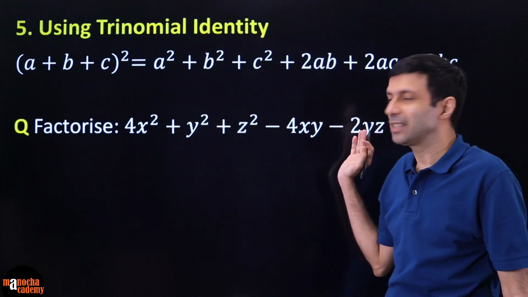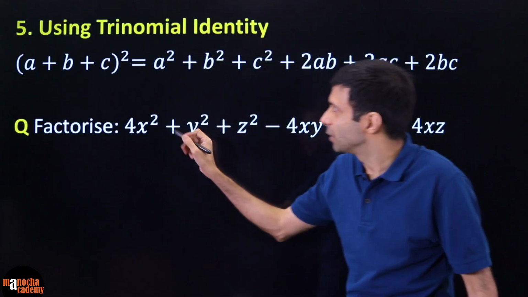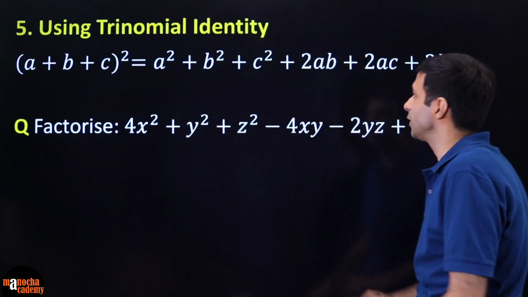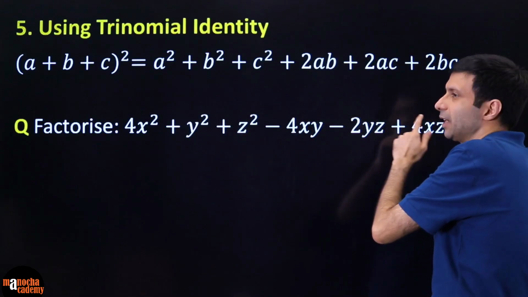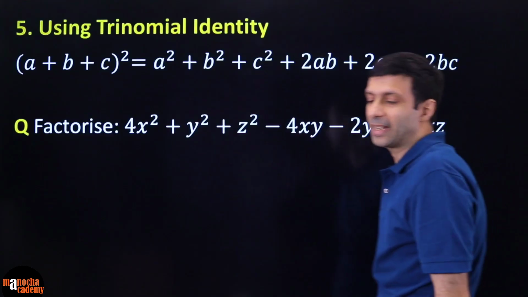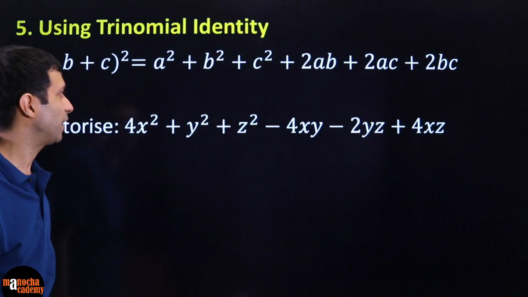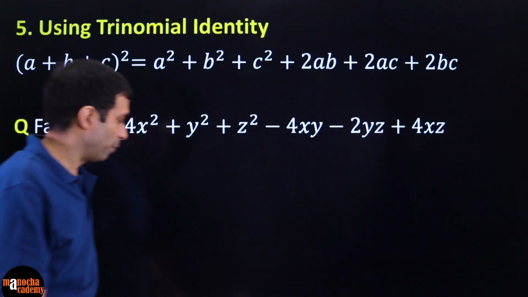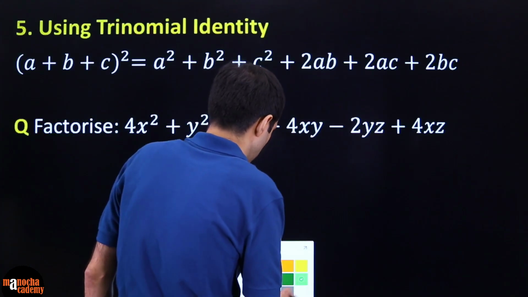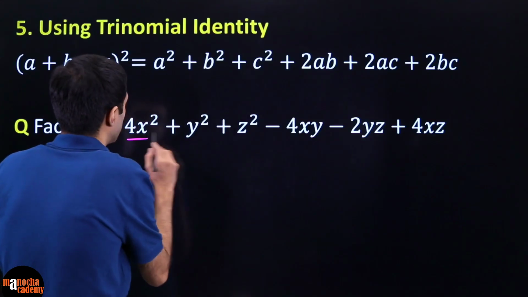So let's see if we can factorize this, guys. You can see there's a 4x square, there's a y square, there's a z square, 4xy minus 2yz plus 4xz. So can you guys factorize this for me? The important thing here to see is that these are all your square terms.